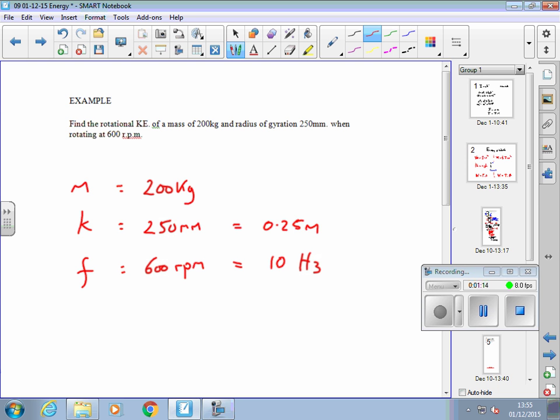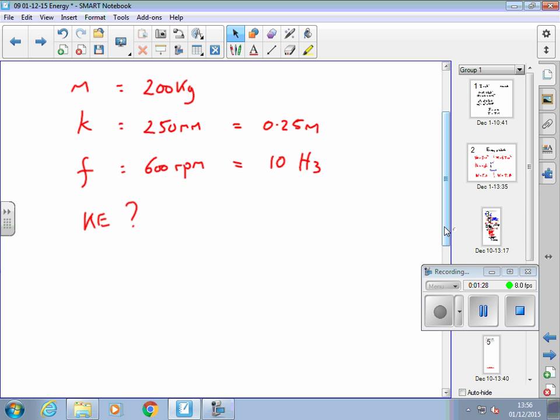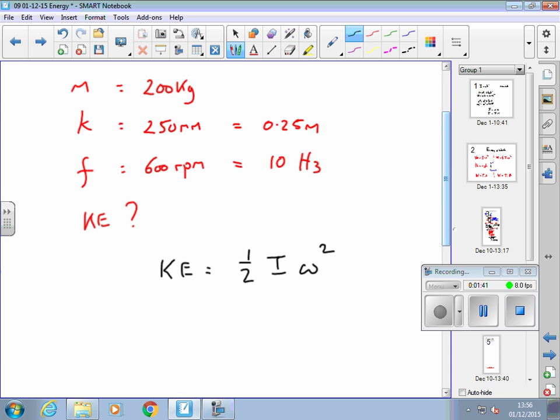Now we can start casting around on our formula sheet or in our heads for formulae. What are we asked to find? The kinetic energy. So what formula are we going to use for kinetic energy? That we've got written down. Yeah, a half I omega squared. I, moment of inertia, omega, angular velocity.